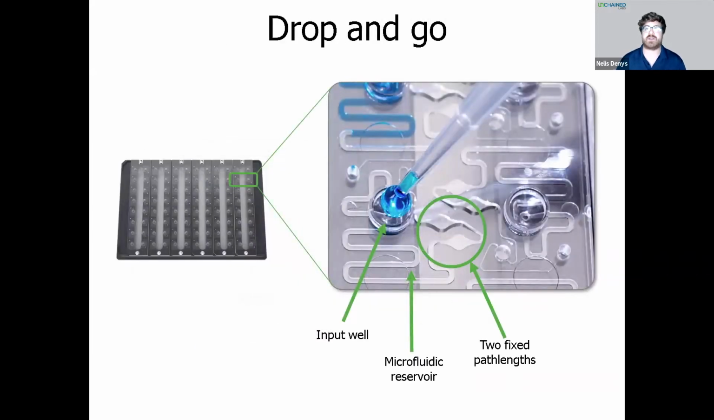Now, how does Stunner do all this? Simply add in 2 microliter of AAV above a titer of 10 to the 12th into the input well, and it's pulled into the microfluidic reservoir. At this step, the sample can sit for up to 2 hours before reading with no evaporation.